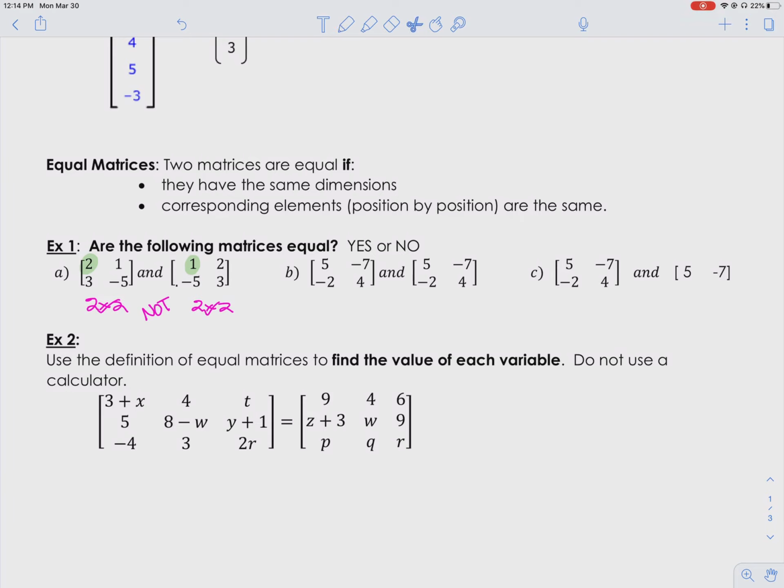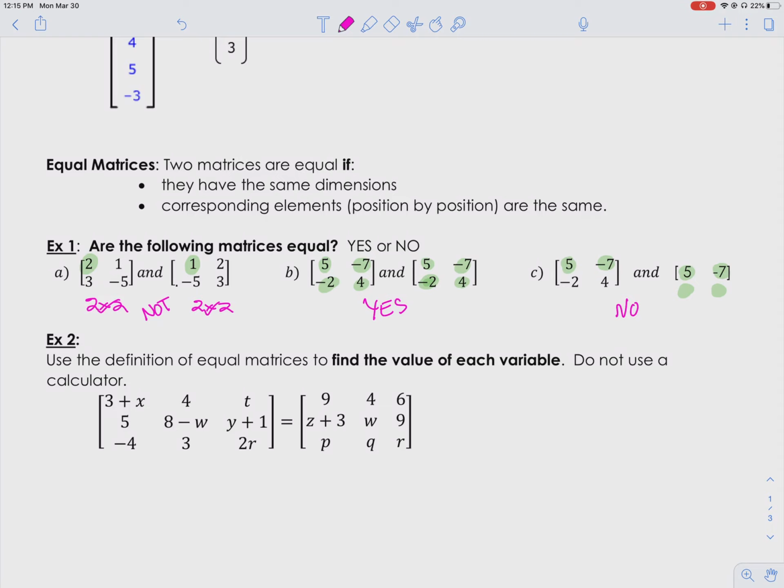B, the dimensions are the same. And then if you look at each one, those 5s match, -7s match, -2s match, and the 4s match. So that's an equal, whoops, that should be yes. Those are equal matrices. Now, if you notice with this one, the 5 and the -7 is correct. Those match. But where you're supposed to have a -2 and a 4, we don't because it's not the same dimensions. So those are not equal matrices.